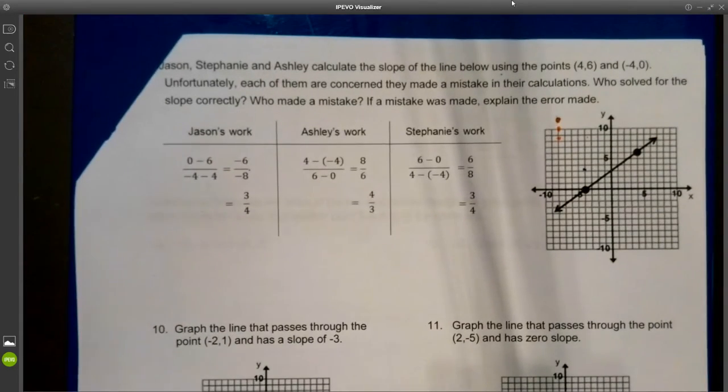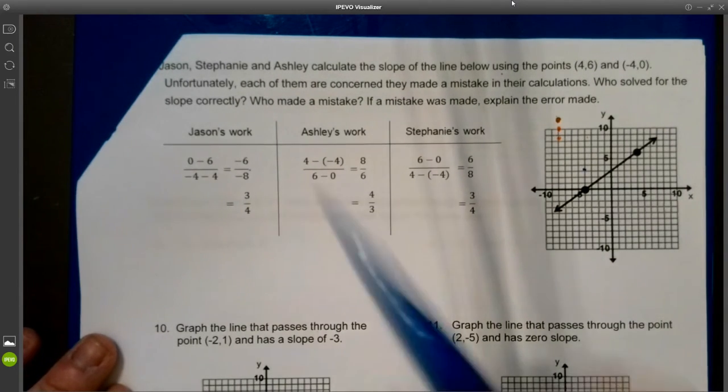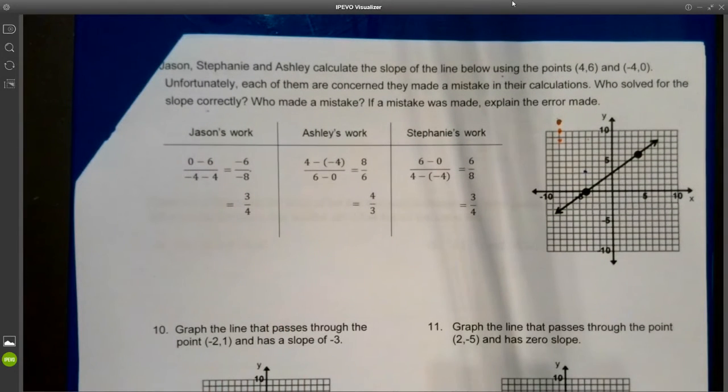All right, number 9 at the top, it says, Jason, Stephanie, and Ashley calculate the slope of the line below using these points. Unfortunately, each of them are concerned they might have made a mistake in their calculations. Hey, though, mistakes are valuable. So who solved for the slope correctly? Who made a mistake? And if a mistake was made, explain the error.